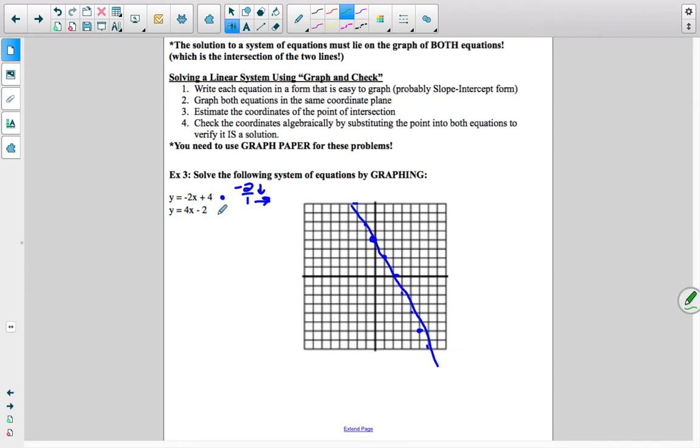So then the second line, our y-intercept is -2, and our slope is 4. So I'm going up 4, right 1 from the y-intercept. Up 4, right 1. Hey, there's my intersection.